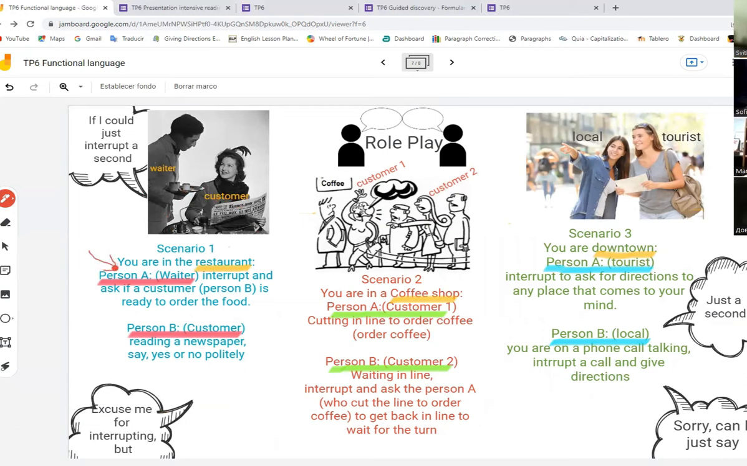It is happening where? In a restaurant. Restaurant. Okay, and we have 2 people, person A and person B. So one is a waiter and another one is a customer, a client, who comes to the restaurant. Okay, and what does person A need to do? You need to interrupt and ask your customer, person B, if they are ready to order the food. So you will be interrupting your customer, because maybe the customer is using a cell phone or reading a newspaper, which is not very common, but maybe very busy, right? But you need to interrupt.